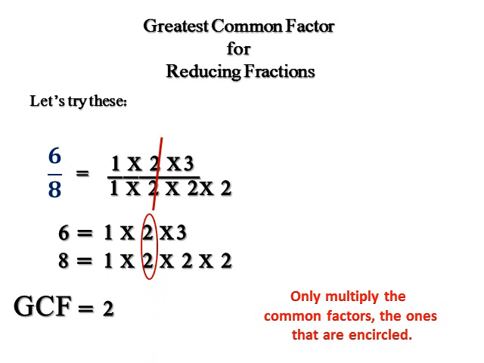Okay, so let's cancel out the common factor. For the numerator, you have 1 times 3 left, and for the denominator, you have 1 times 2 times 2 left. And so let's simplify that. 1 times 3 would be 3, and 1 times 2 times 2 would be 4. Okay, so therefore 3/4 is the simplified form of 6/8. Simplified form means they are equal, only simpler.